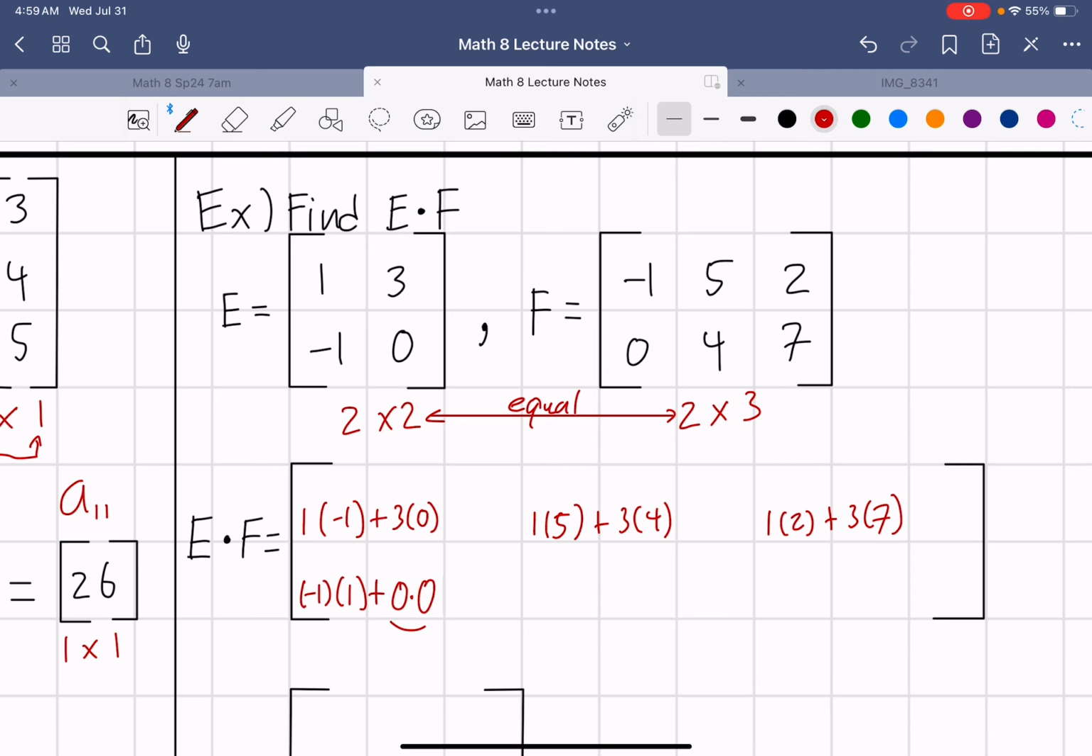Now, second row, second column. We'll go a little quicker now. So this is going to be negative 1 times 5 plus 0 times 4. And the last one is going to be negative 1 times 2 plus 0 times 7.